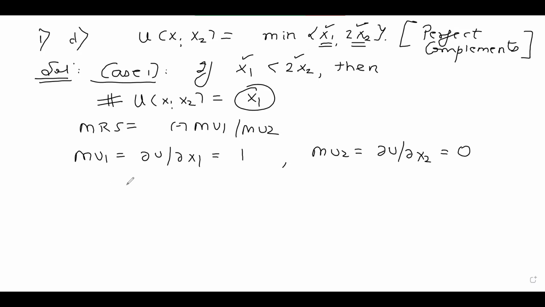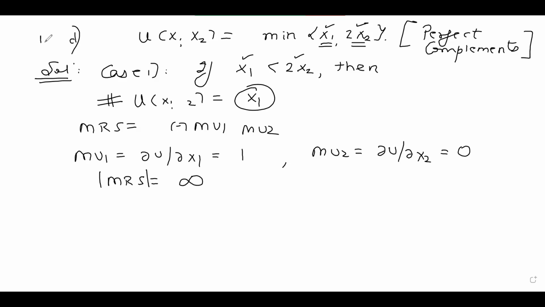So what is my MRS? Minus 1 by 0, which is infinite. MRS in this particular case is minus 1 by 0, which is infinite. You can actually say minus infinity also, but it's fine. My MRS in absolute terms is infinite. So if I have to find mod of MRS, it will be infinity. The absolute value of the MRS is infinite. I hope all students have understood this particular case.